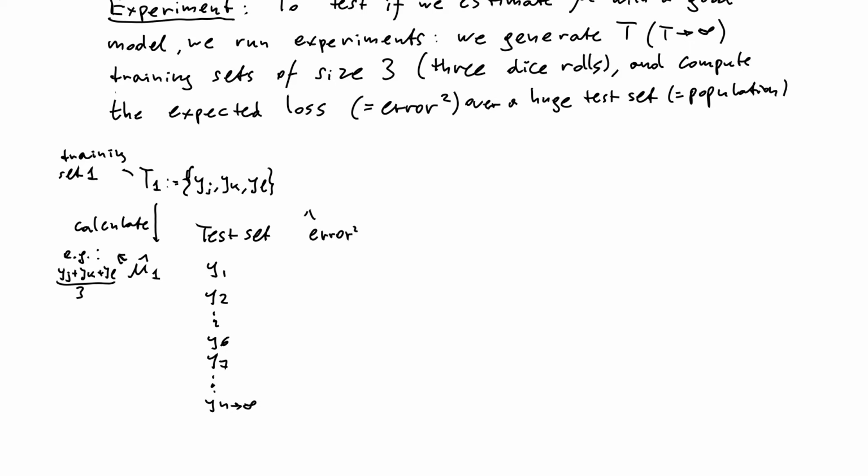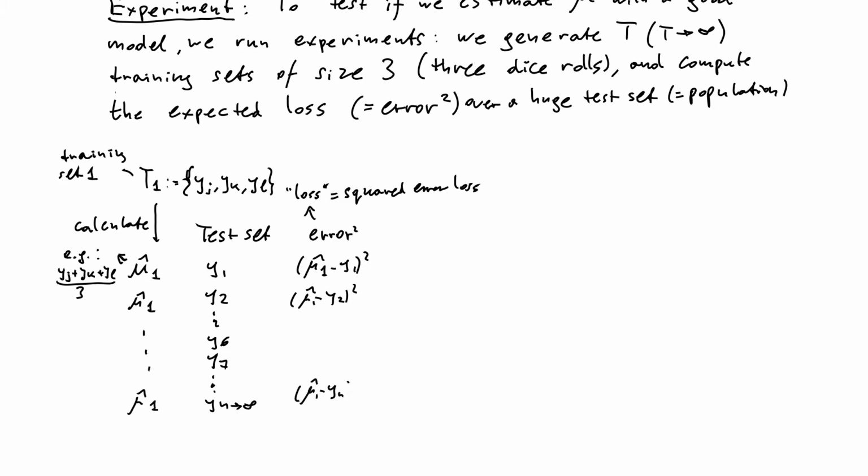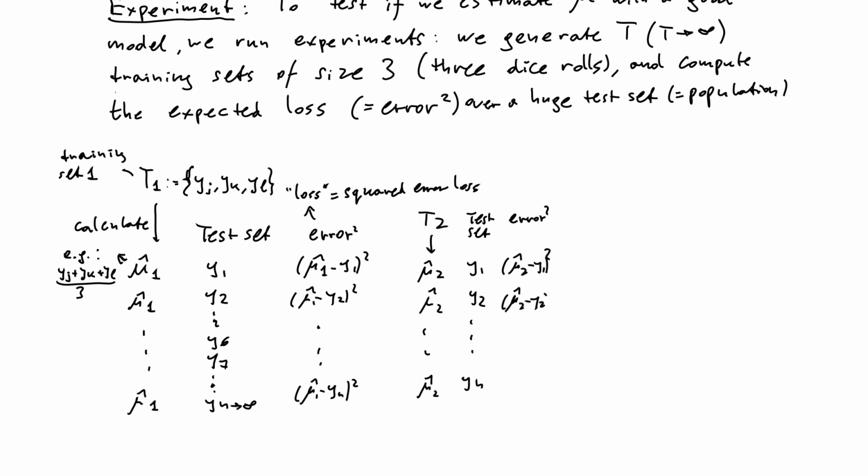Just the average in the training set. We have a test set, which is the future examples. We assume that the training set and the test set are independent, so mu hat 1 and all the y's are independent. We can then make a second training set with another 3 observations. We compute mu hat 2 from it, and then we test it out of sample, again on the whole population.